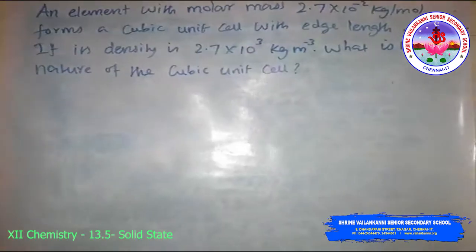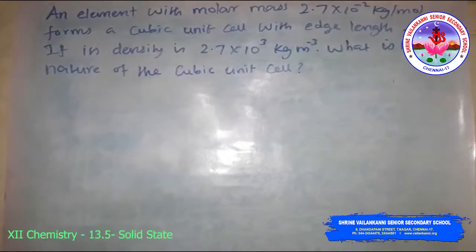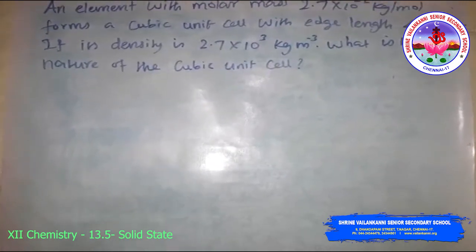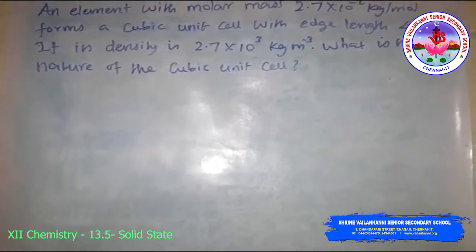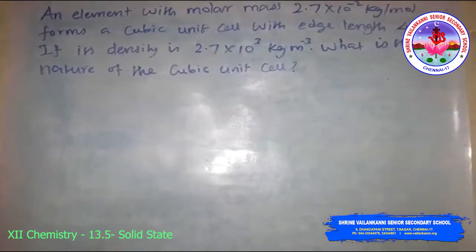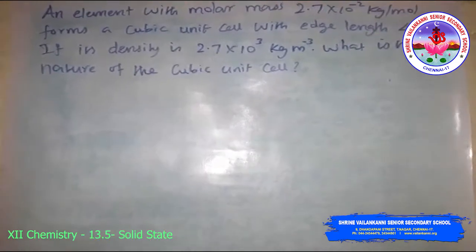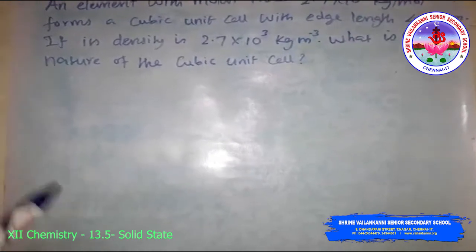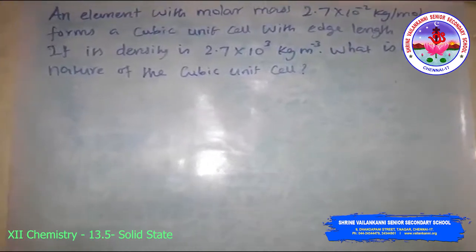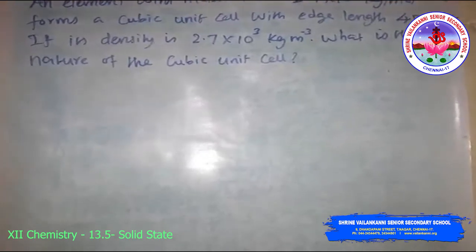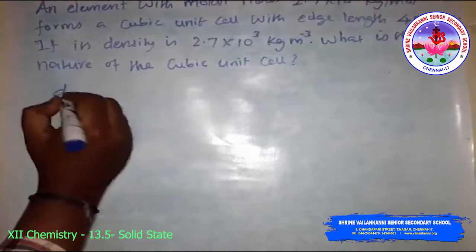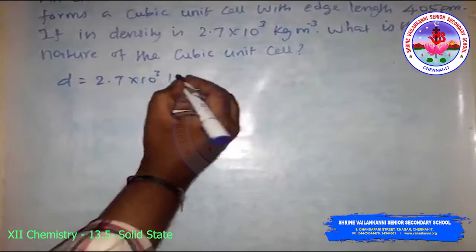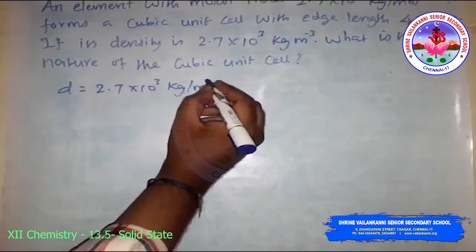Look at this numerical. An element with molar mass 2.7 × 10^-2 kilogram per mole forms a cubic unit cell with edge length 405 picometer. If its density is 2.7 × 10^3 kilogram per meter cube, what is the nature of the cubic unit cell? So we want to find out Z. Here the density is given: 2.7 × 10^3 kilogram per meter cube.